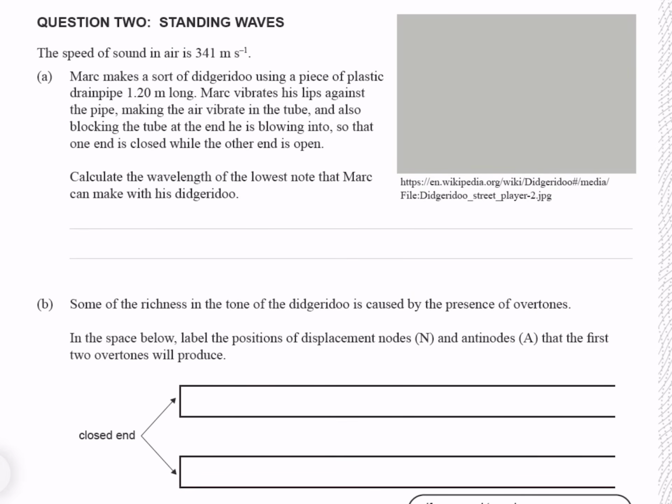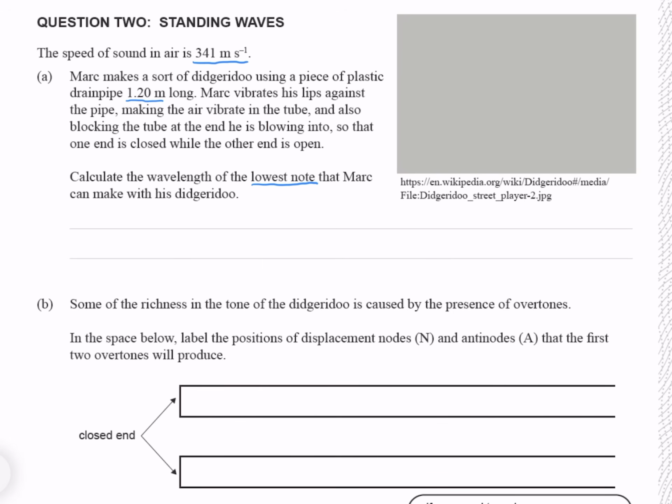Question 2. The speed of sound in air is 341 meters per second. Mark makes a sort of didgeridoo using a piece of plastic drain pipe 1.2 meters long. Mark vibrates his lips against the pipe, making the air vibrate in the tube and also blocking the tube at the end he is blowing into so that one end is closed while the other end is open. Calculate the wavelength of the lowest note that Mark can make with his didgeridoo.